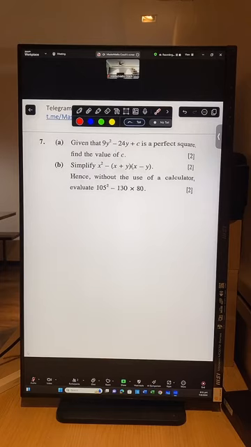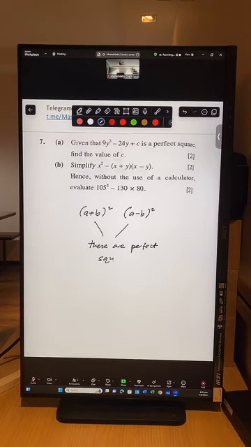But in the context of algebra, when you have three terms like this and you are asked to put them in a perfect square format, that means you are trying to put them into the format of a plus b bracket square or a minus b bracket square. So these are your perfect squares. That's what I said just now. For you to do completing the square, you need to be able to memorize your a plus b bracket square, your a minus b bracket square. Very important.